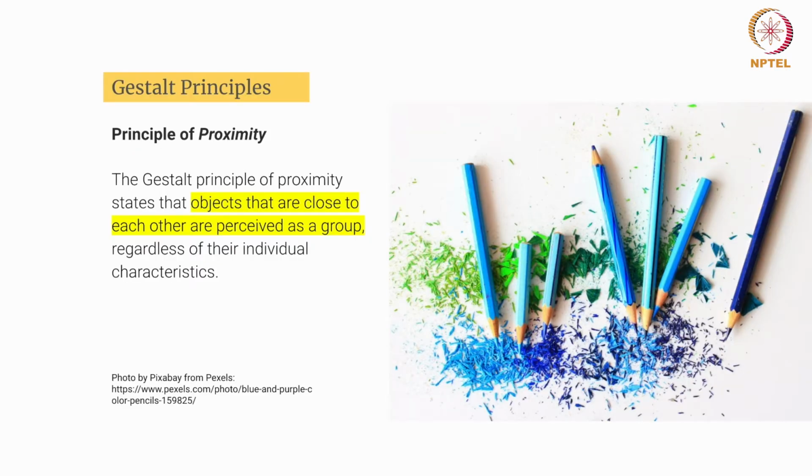The principle of proximity states that objects that are close to each other are perceived as a group regardless of their individual characteristics. This principle highlights how spatial relationships influence our perception, enabling us to organize and interpret visual elements based on their nearness to one another. If you see this picture, you will automatically group this set of pencils together and this set of pencils together, and this one is excluded from any other group.